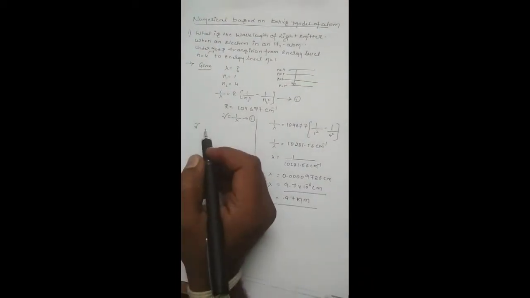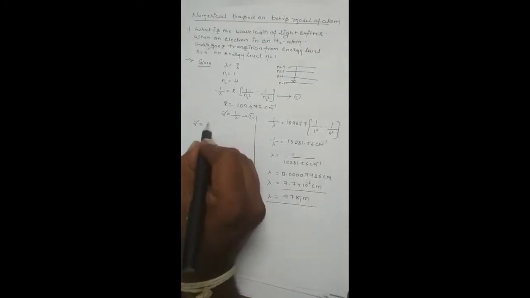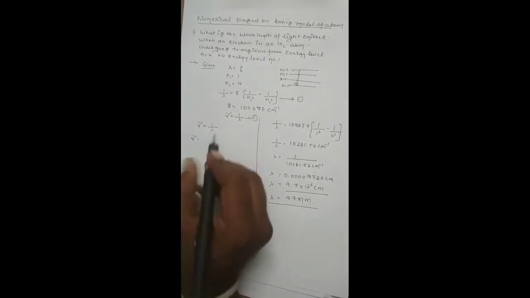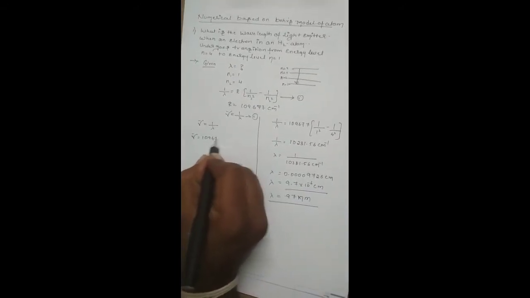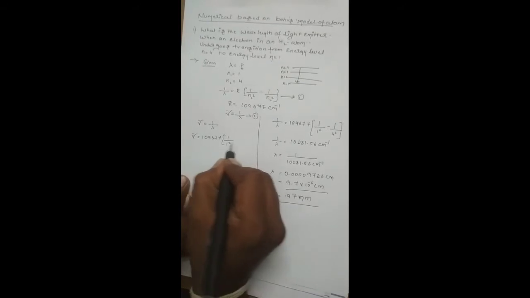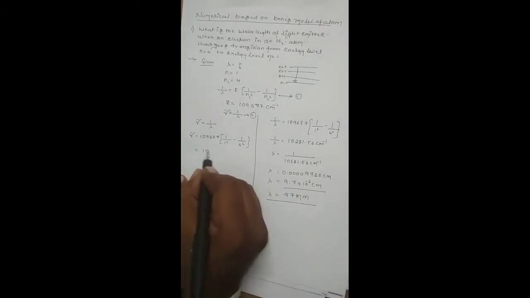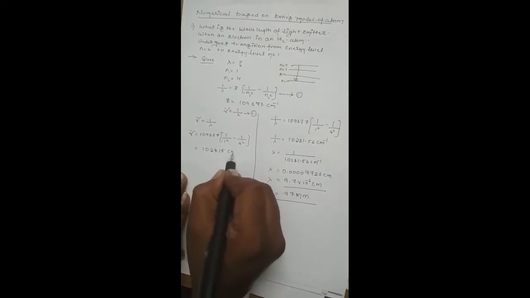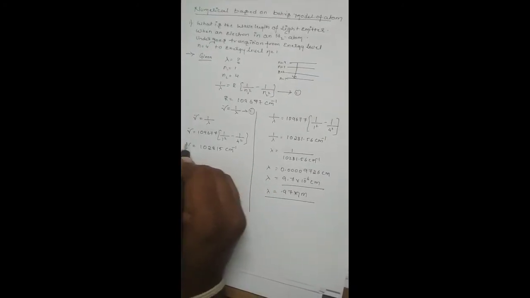It is a frequency, mu bar equals 1 by lambda. It is nothing but wave number. We can find like this method also. Mu bar equals, similarly same steps will be here, 0.9677 into 1 by 1 square minus 1 by 4 square. We will get the value 10281.5 per centimeters, mu bar.